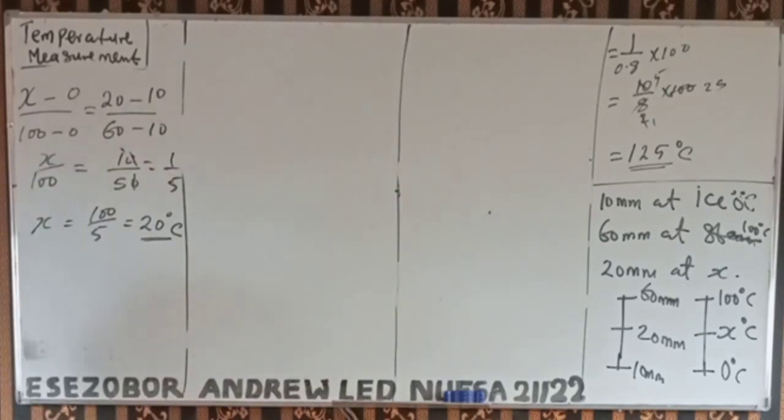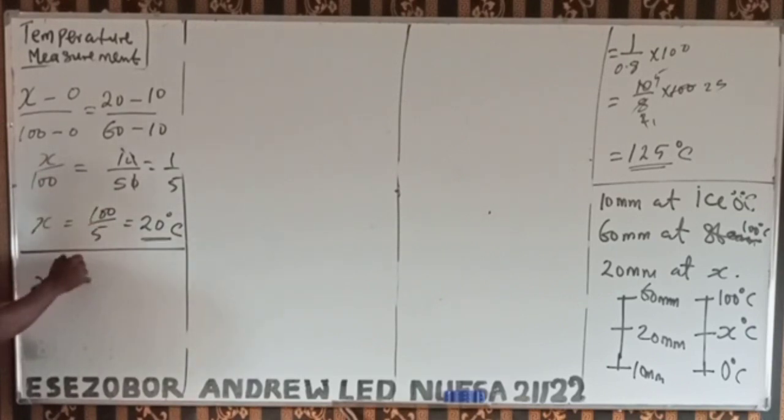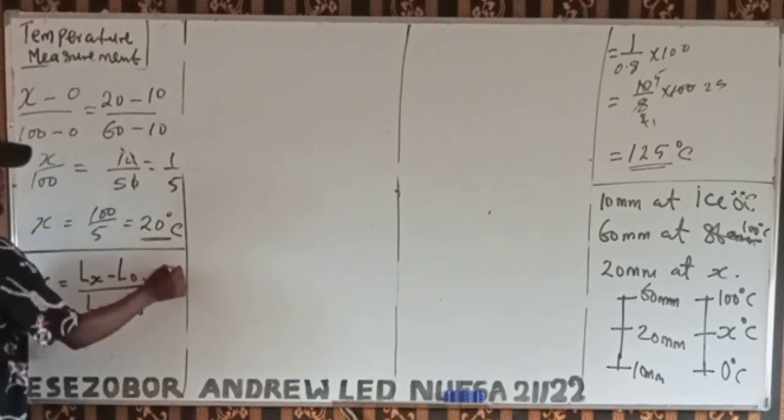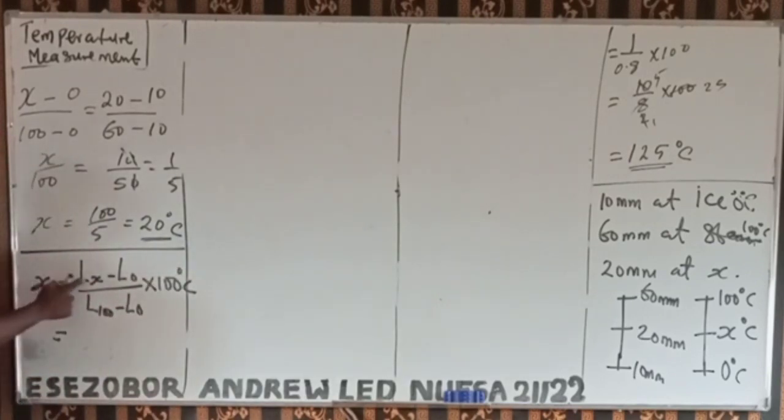So let's also use that other formula from the platinum resistance thermometer to see if we tally. The x will be resistance, but this is now length, because the length at x minus length at 0, all over length at 100 minus length at 0, times 100 degrees Celsius. So let's try and see if we have this. What is the length of mercury at the unknown temperature? The length of mercury at the unknown temperature was 20. The length at 0 was what? 10 over. What about the length at 100?